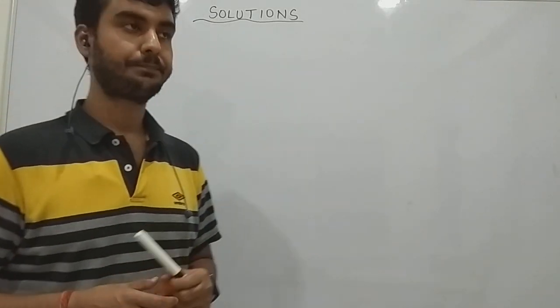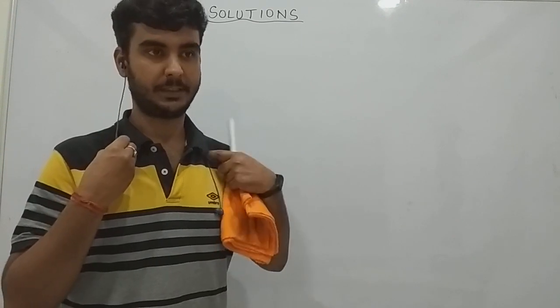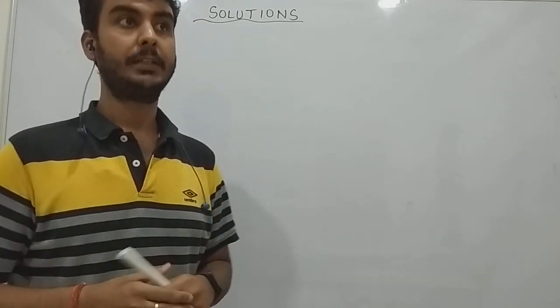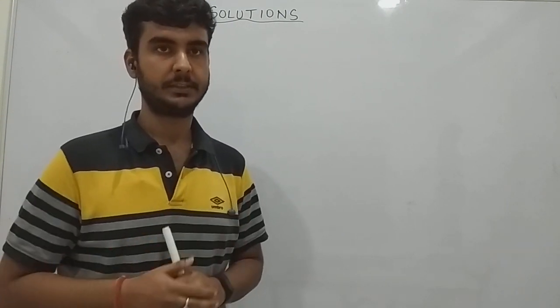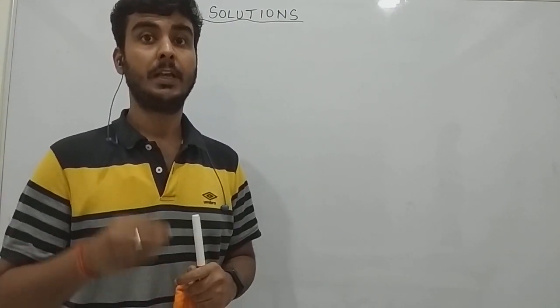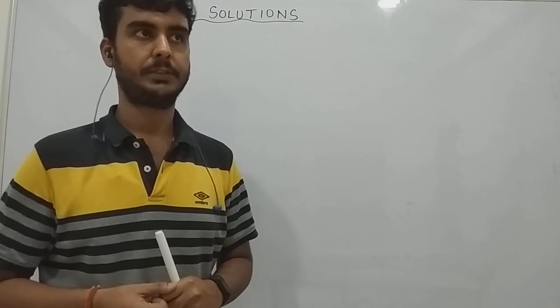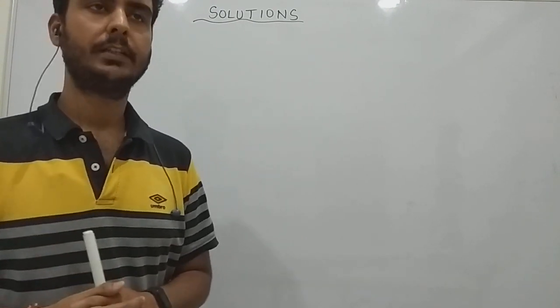Good day, everyone. Today we'll be continuing our discussion with the solutions chapter. Today we'll be discussing the first colligative property which we were discussing in the last class, that is lowering in the vapor pressure. Now what is lowering in the vapor pressure?